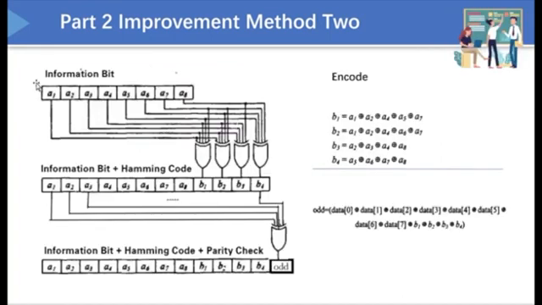Assuming that the information bit is 8-bit, so the redundant bits of the Hamming check are B1, B2, B3, and B4. Then we use the parity check for both information bits and the redundant bits of Hamming code. We can get the parity code odd. Then we should send this information to the receiver, and this information could include information bits, Hamming code, and parity check.